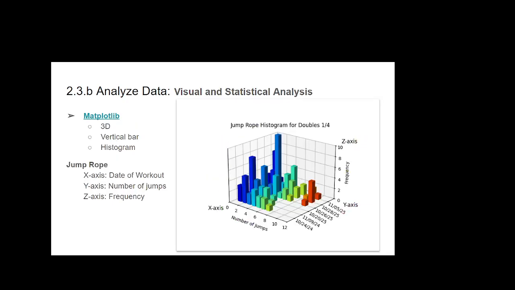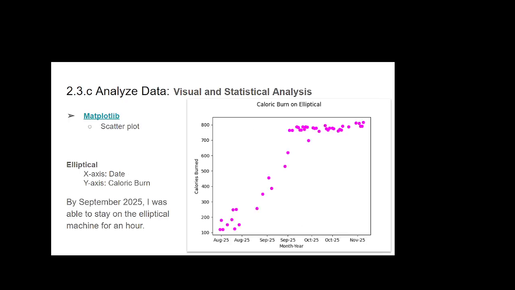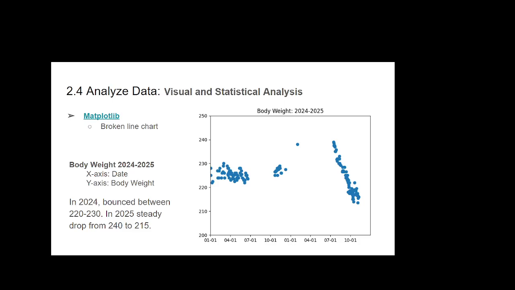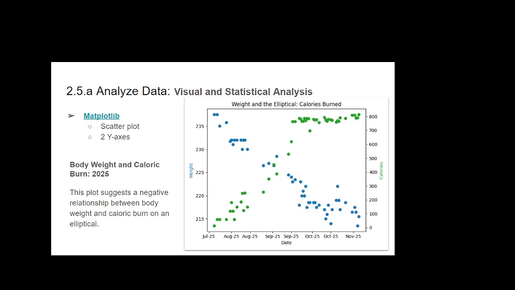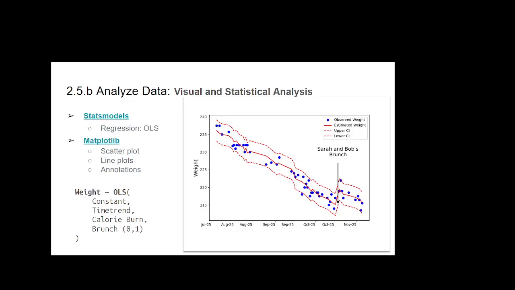shape. In this 3D jump rope histogram, the number of consecutive jumps is shown on the x-axis, workout dates on the y-axis, and the z-axis shows, for each x value, the number of times I jumped that many in a row. A scatter plot was used to track the caloric burn on an elliptical. Body weight was also tracked, and it was compared with the elliptical calorie burn. Statsmodels was used to run a regression on body weight and Matplotlib to show the results.